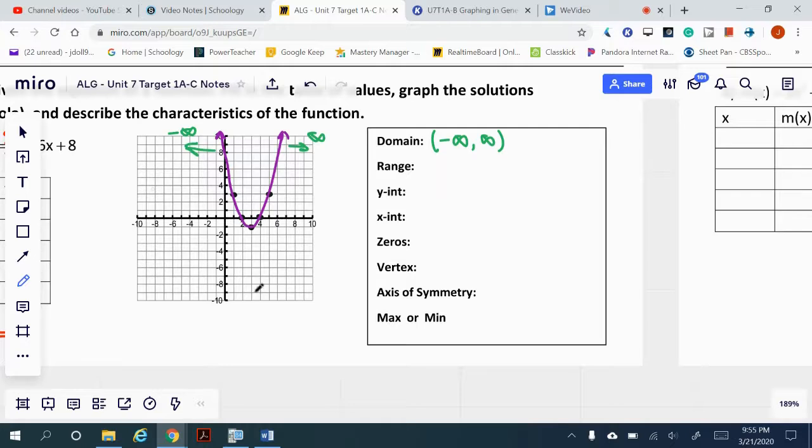Now, the range, as we look at the range here, we can see we're going to go up forever, but how far down do we go? Well, the lowest this ever hits is -1. So -1 is the smallest value. Infinity is the largest value. We are actually including -1 because it's the y-coordinate of the vertex, and we never include infinity.